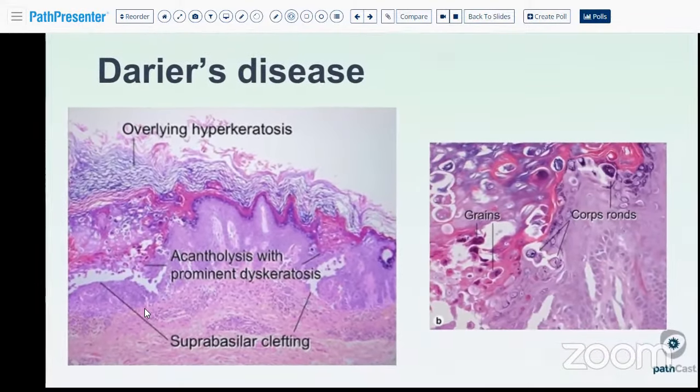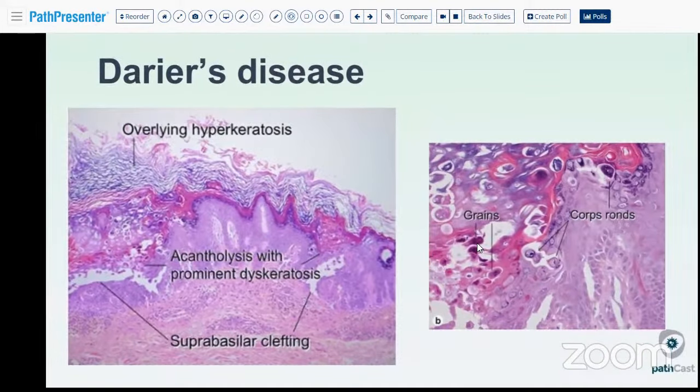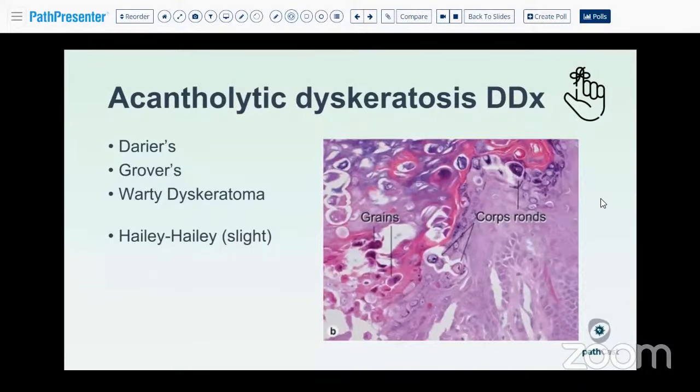And what we see in acantholytic dyskeratosis is characteristically corps ronds and grains. So not only are the cells breaking apart, but they're also becoming dyskeratotic in a really unique pattern where some of the cells are ballooning, becoming round bodies or corps ronds, and some of them are kind of shrinking, becoming grain-like. Those are the grains. So when you see acantholysis with corps ronds and grains, that is acantholytic dyskeratosis. And acantholytic dyskeratosis has a differential of three main things: Darier's, Grover's, and warty dyskeratoma.